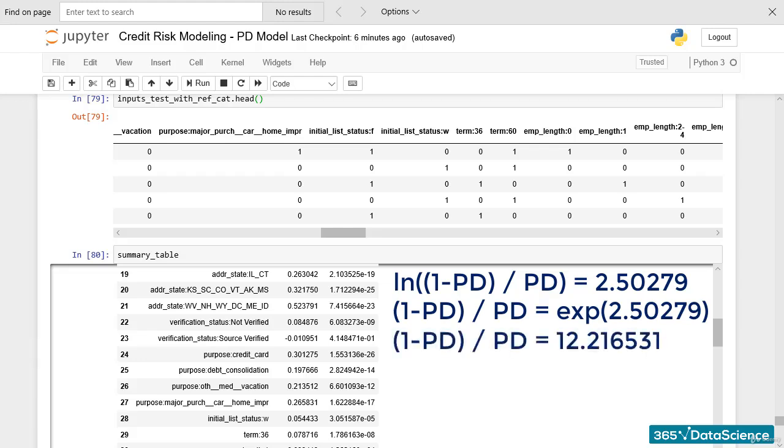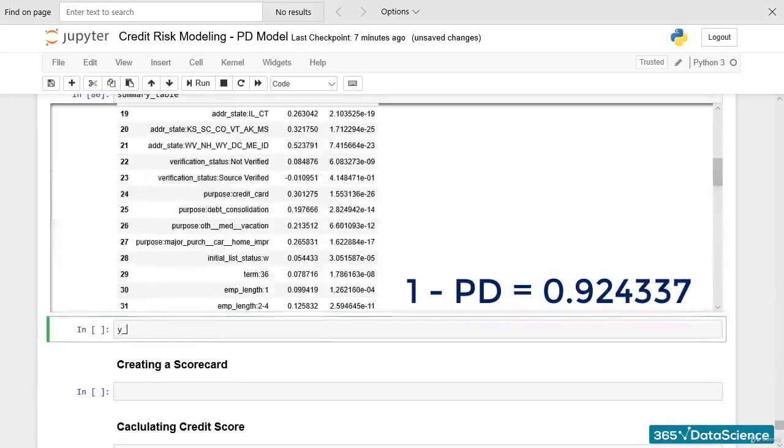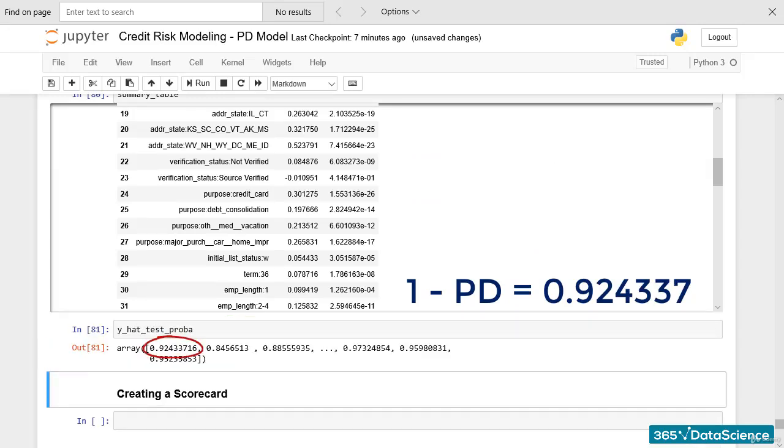The result is 12.216531. In conclusion, the estimated probability of being a good borrower is equal to this number divided by that same number plus 1, or 12.216531, divided by 13.216531. And it's exactly 0.924337. Therefore, the probability that this person will not default is 92.43%. Similarly, we can calculate the probability of default of each new customer.